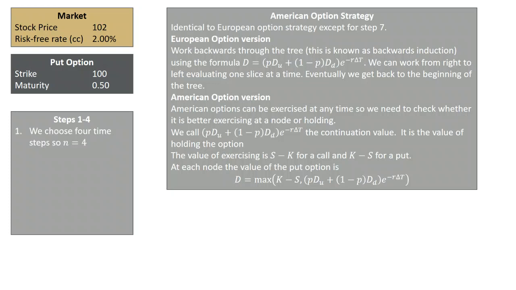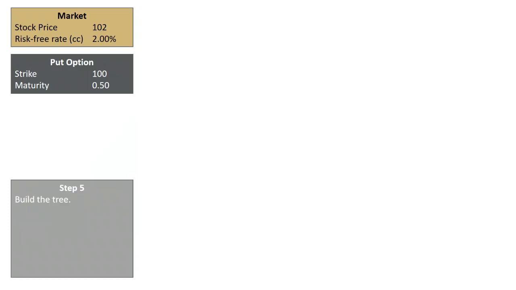Now, steps 1 through 4: we choose 4 time steps, so n equals 4. The time step is half a year divided by 4, or 0.125. We choose U equals 1.0733 and D equals 0.9317. And P, in this case, is 50%. It's not exactly 50%, but it's pretty close. We're going to build our tree.